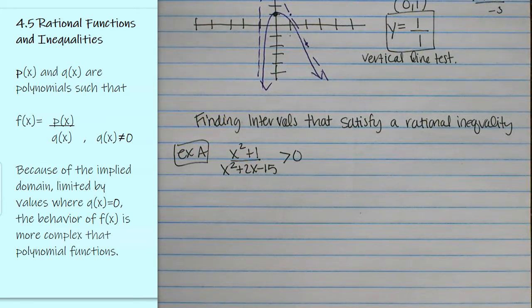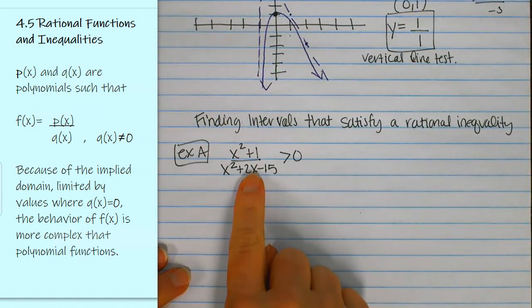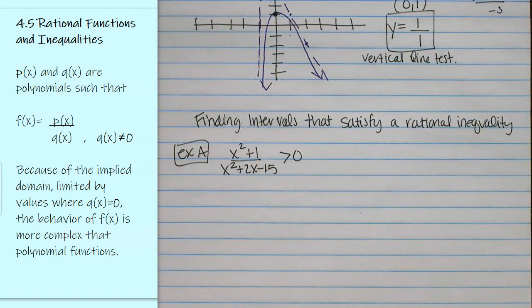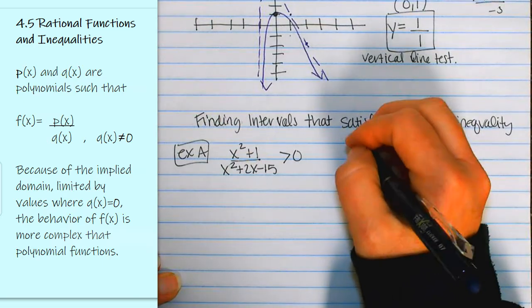We're looking for the values of x that, when we put them in here, give us a number that's greater than 0. So we're going to use a sign test for this. First, we have to find where we have any zeros, or any values that break the domain and make 0 in the denominator. So we're looking for zeros in the top and the bottom.